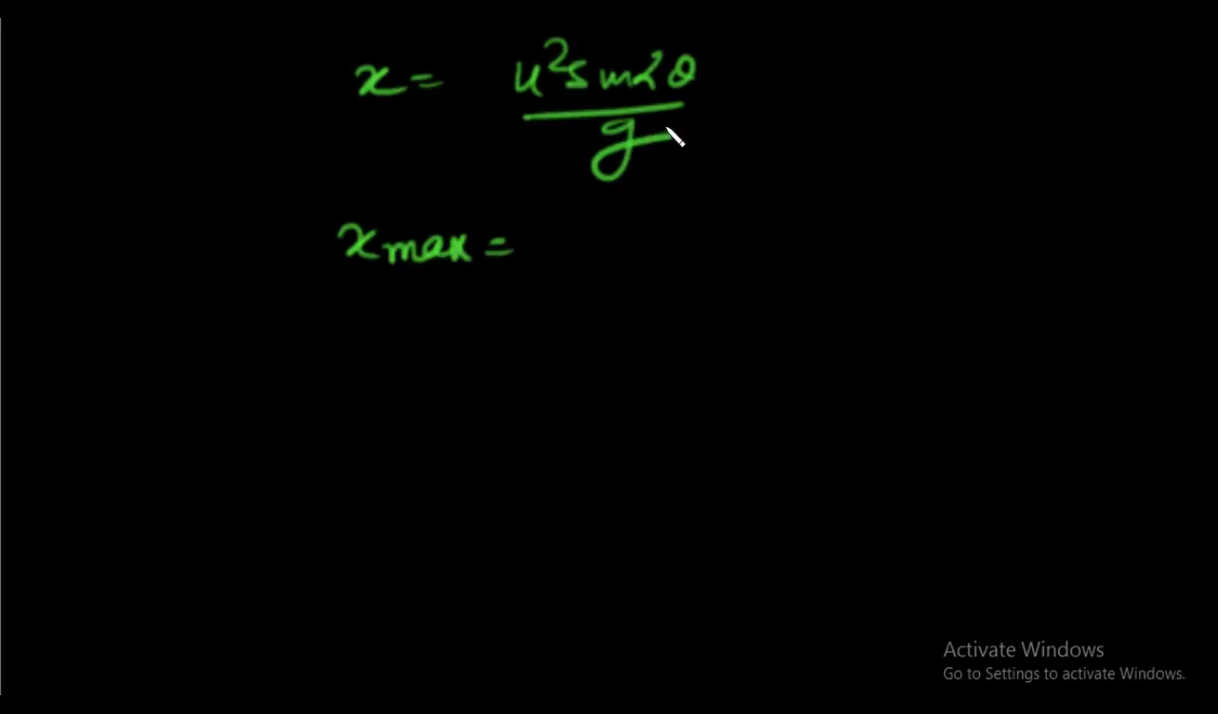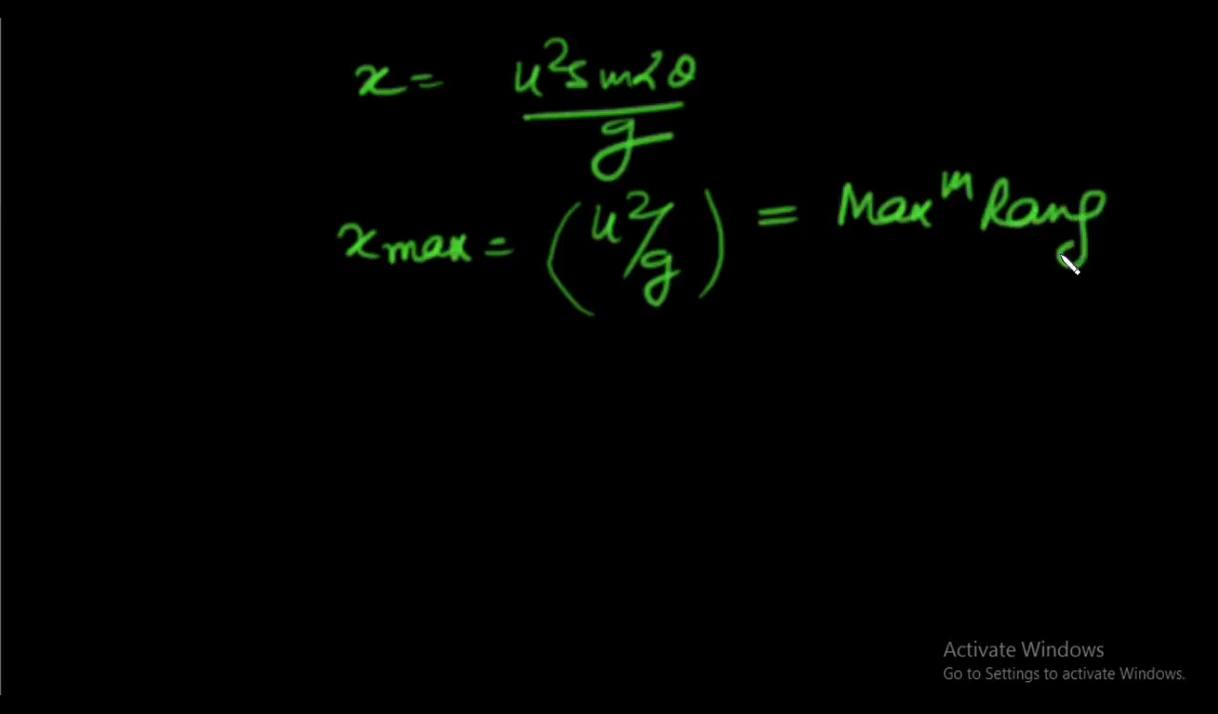Okay, so we got x was u square sine 2 theta by g. Now x maximum would be putting theta as pi by 4, which gives u square by g. Okay, so u square by g is the maximum range. Okay, so what is the height now? We have to calculate the height.